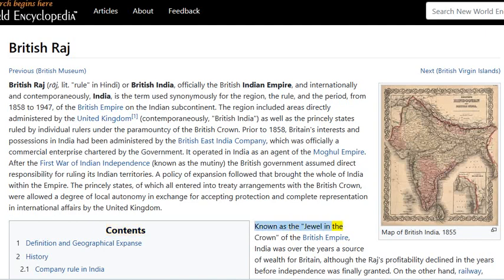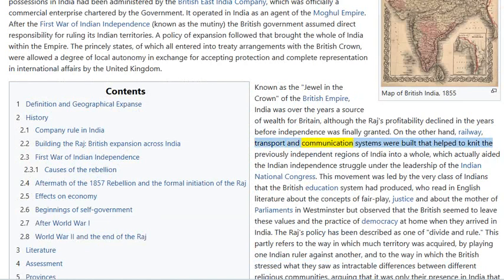Known as the jewel in the crown of the British Empire, India was over the years a source of wealth for Britain, although the Raj's profitability declined in the years before independence was finally granted. On the other hand, railway, transport and communication systems were built that helped to knit the previously independent regions of India into a whole, which actually aided the Indian independence struggle under the leadership of the Indian National Congress.